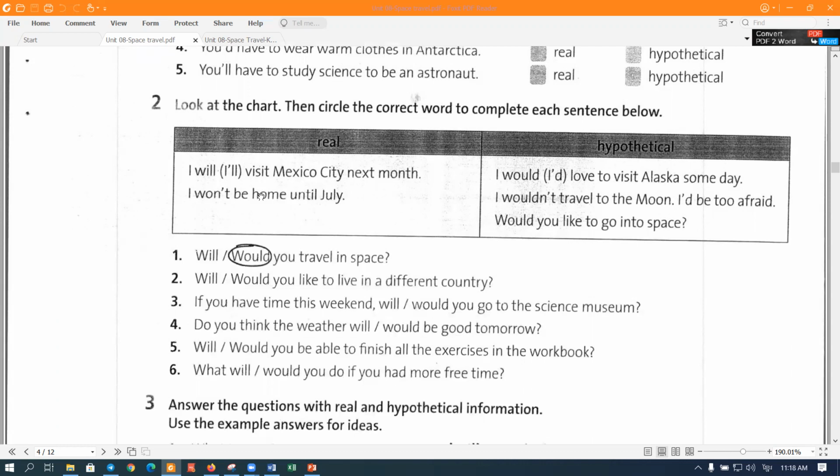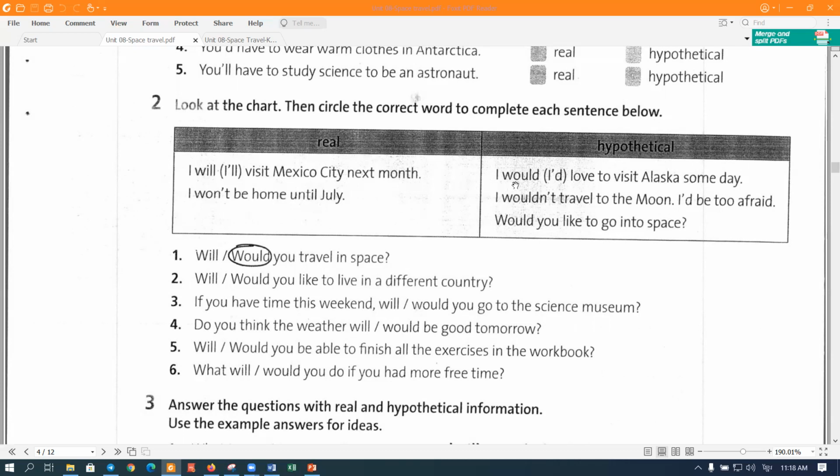Okay, everyone look at the chart here. Then circle the correct word to complete each sentence below. Okay, I will or I'll visit Mexico City next month. I won't be home until July. This is real, and hypothesis.